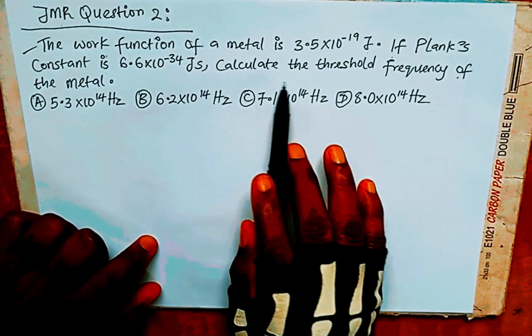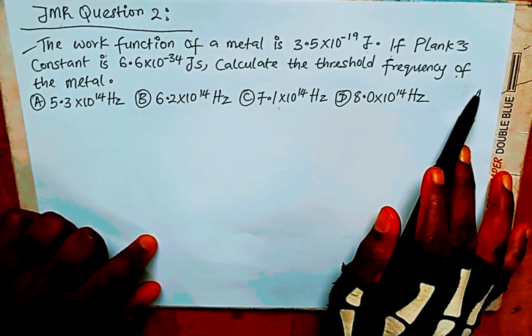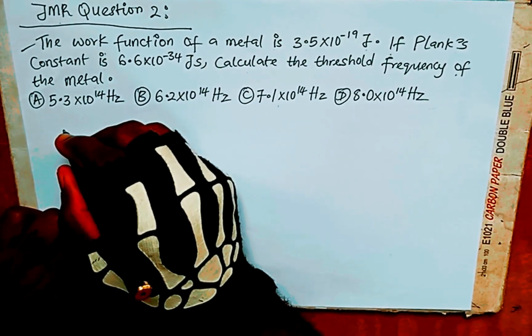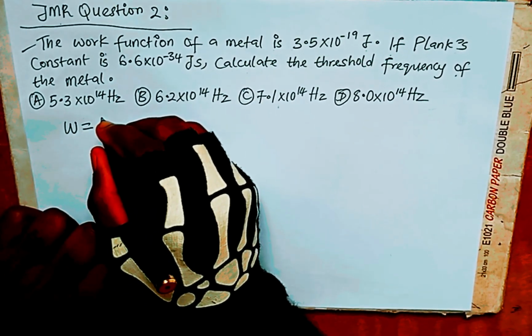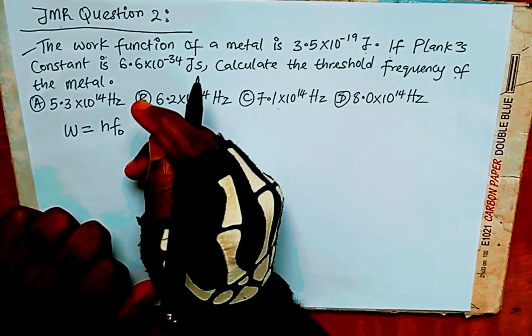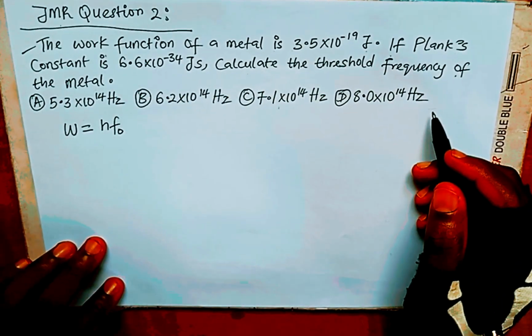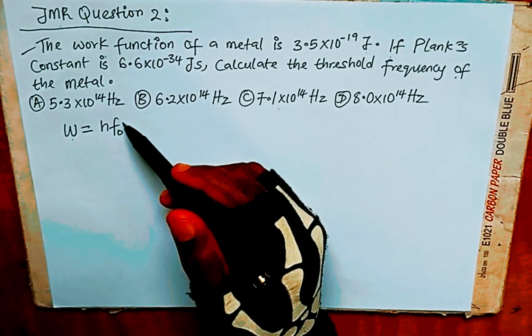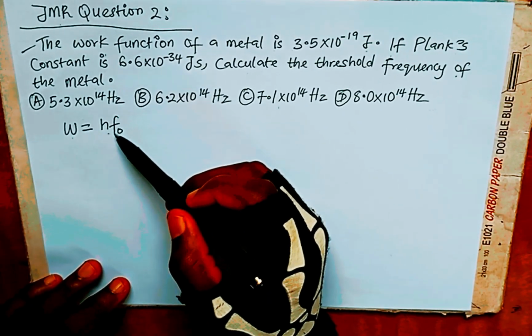Since they said we should calculate the threshold frequency, we are going to apply the Einstein formula of photoelectric effect, where W is equal to HF naught. This W is work function. And work function is the minimum energy required to eject an electron.